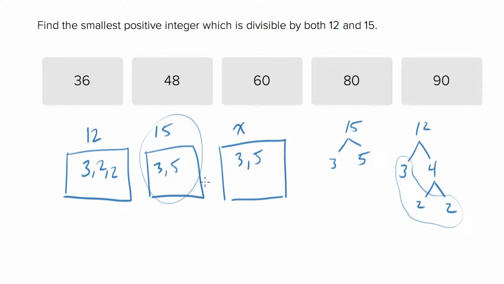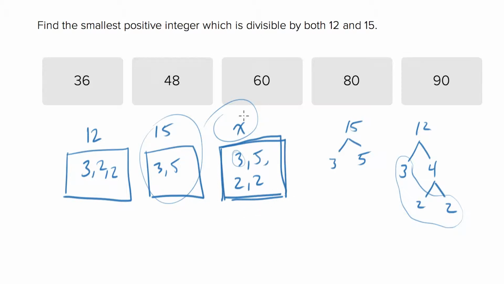Now if it's divisible by 12, it must have a 3 and 2 2's. But we don't have to add an extra 3. We just need to have at least one 3, which we already have. And we need to have 2 2's. So this mystery number has the following prime factorization and will be divisible by both 12 and 15.